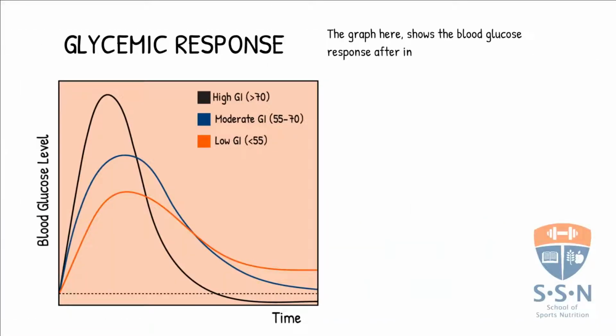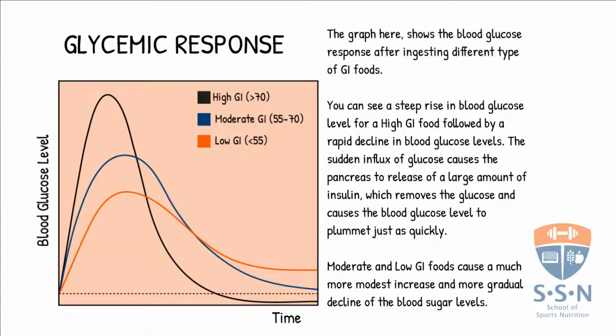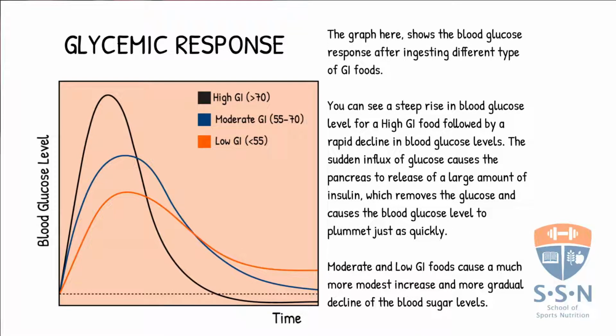So the graph here shows the blood glucose response after ingesting different types of GI foods. You can see a steep rise in blood glucose level for a high GI food, followed by a rapid decline in blood glucose levels. The sudden influx of glucose causes the pancreas to release a large amount of insulin, which removes the glucose and causes the blood glucose level to plummet just as quickly. Moderate and low GI foods cause a much more modest increase and more gradual decline of the blood sugar levels.